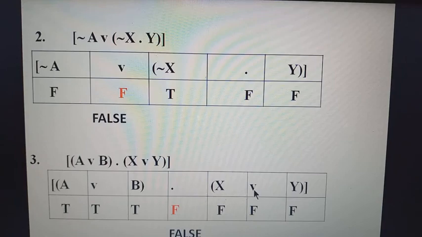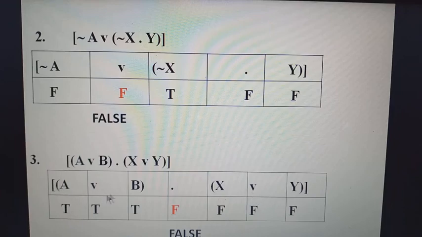So let's start from here. X is false, Y is false, and it is a disjunction. A disjunction is false when both disjuncts are false. Both disjuncts are false, therefore this is false. Take note of this value, because it is not the value of the whole expression. You are going to combine it with the value of the other parenthesis.